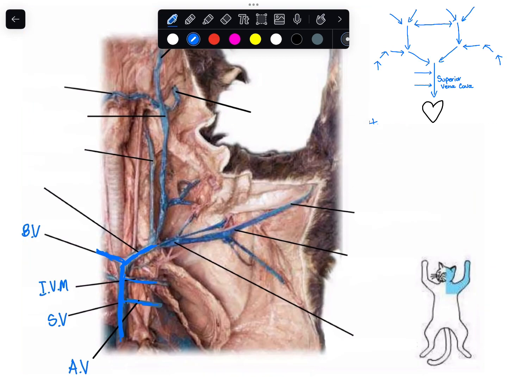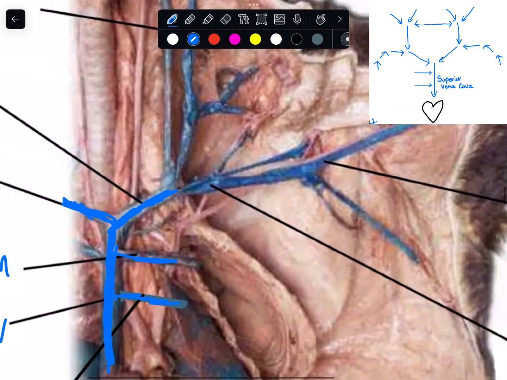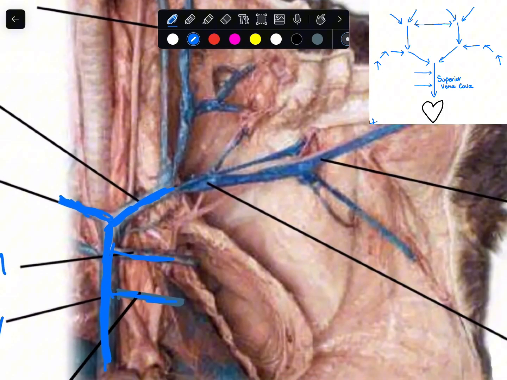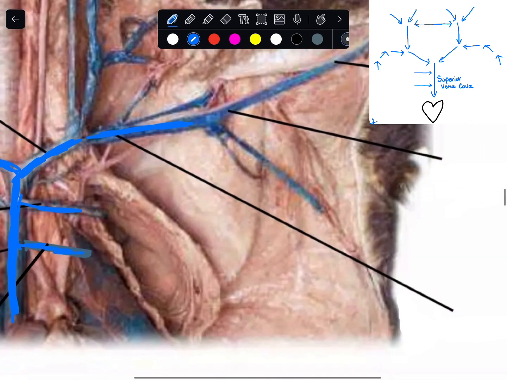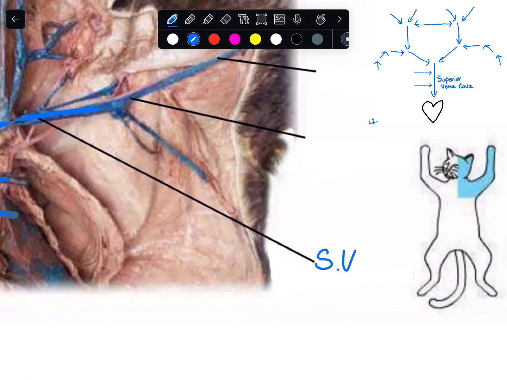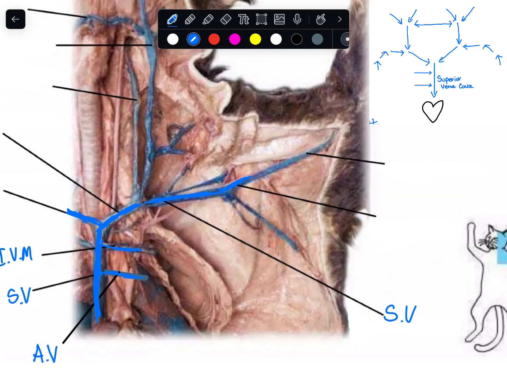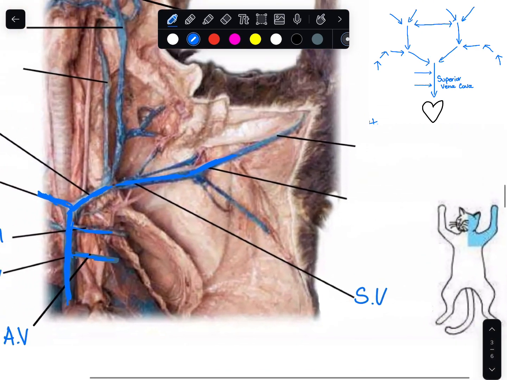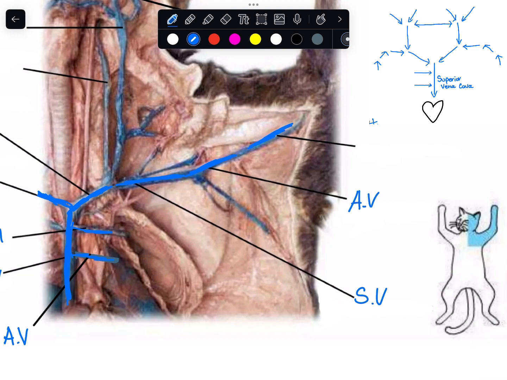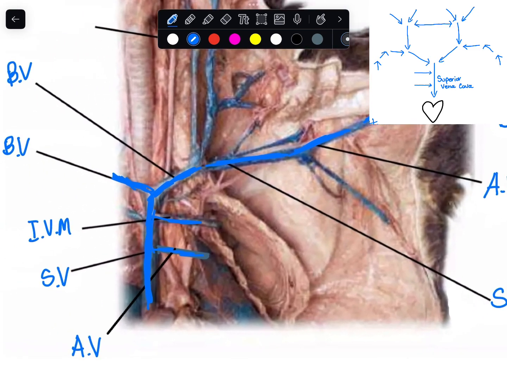Oh my goodness. There we go. Okay, cool. Now, once it branches off, this right here, going here, that's called the subclavian vein. And then branching off even more, this is the axillary vein under the armpit. And then branching off even more, that's the brachial vein. And remember, all of this is pointing towards the heart. So let me just draw a structure saying it's going this way, you know?